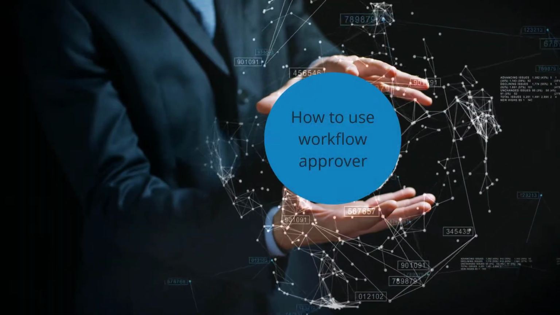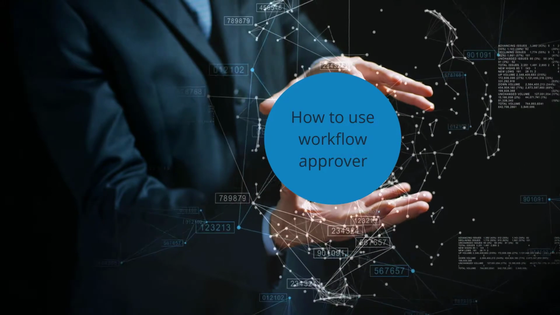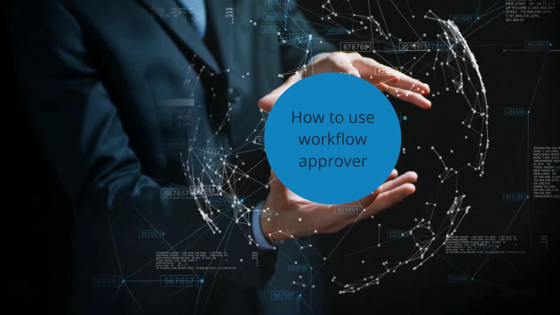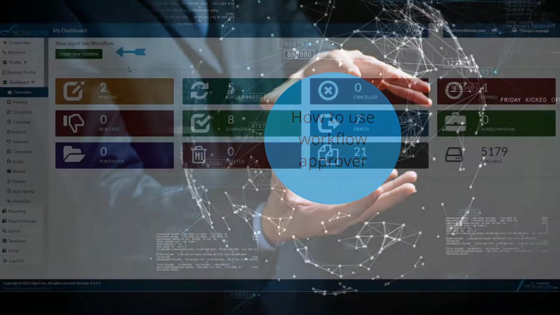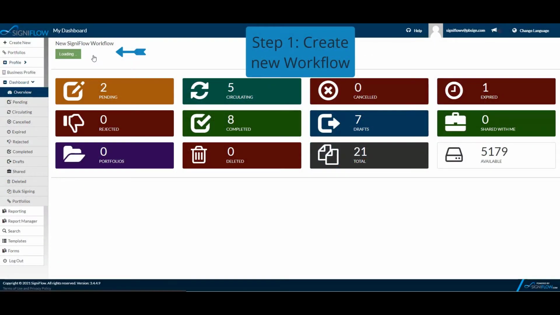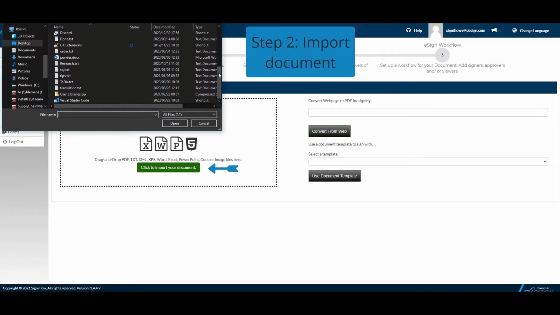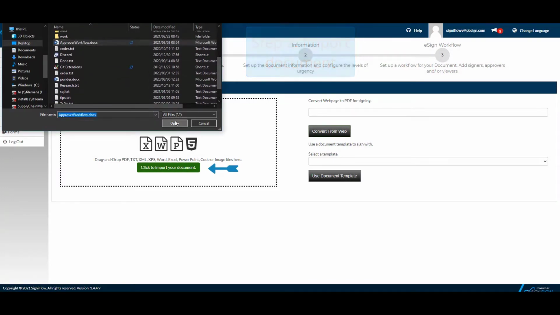So you'd like to learn more about Workflow Approver. Set up a workflow that requires the approval of a user in addition to your signature. Step 1 is to create a new workflow. Step 2 is to import the document you'd like to use.